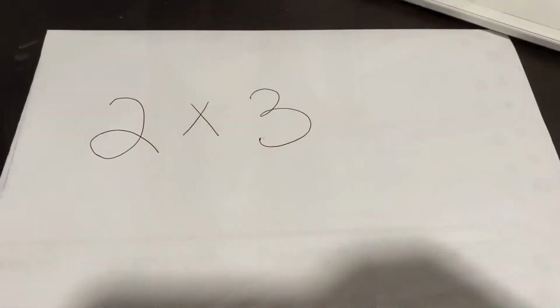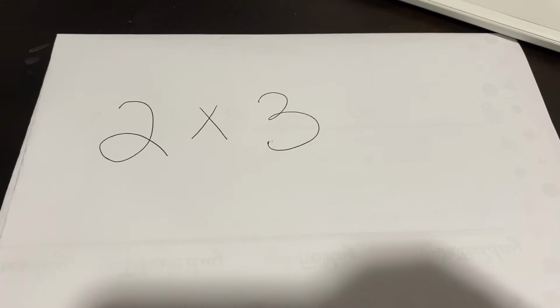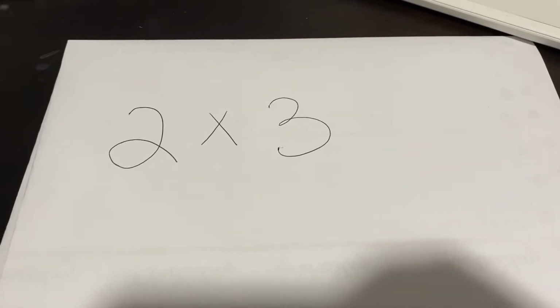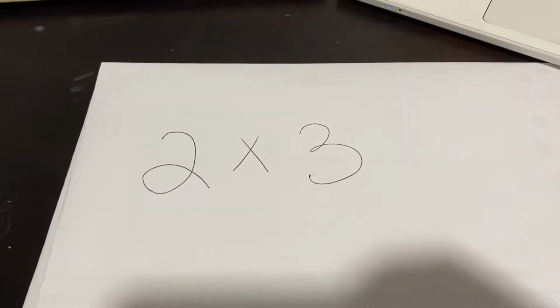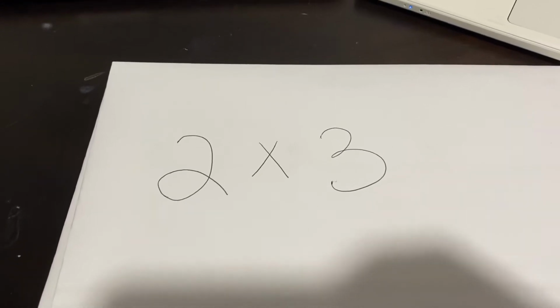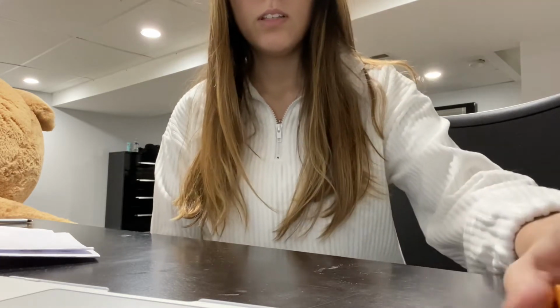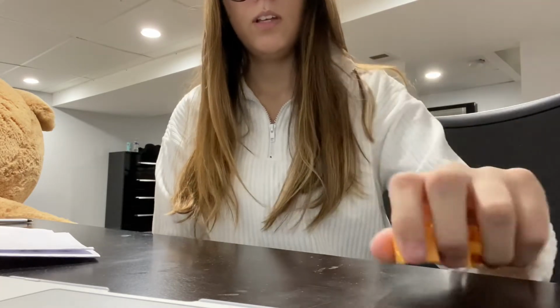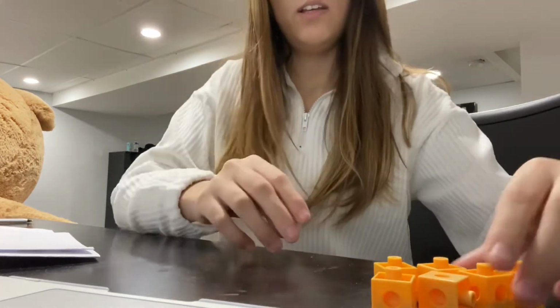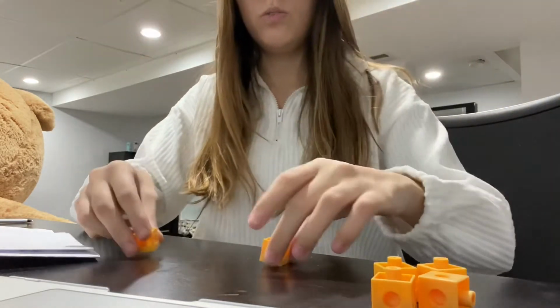So the first problem I'm going to be demonstrating is 2 times 3. You will see in this demonstration that this problem can be viewed as 2 groups of 3 or 3 groups of 2. When looking at the multiplication problem of 2 times 3, sometimes the students may see the 2 first since it is the first number, and they may think of the problem as 2 groups of 3. So using the snap cubes, we can designate 2 groups.